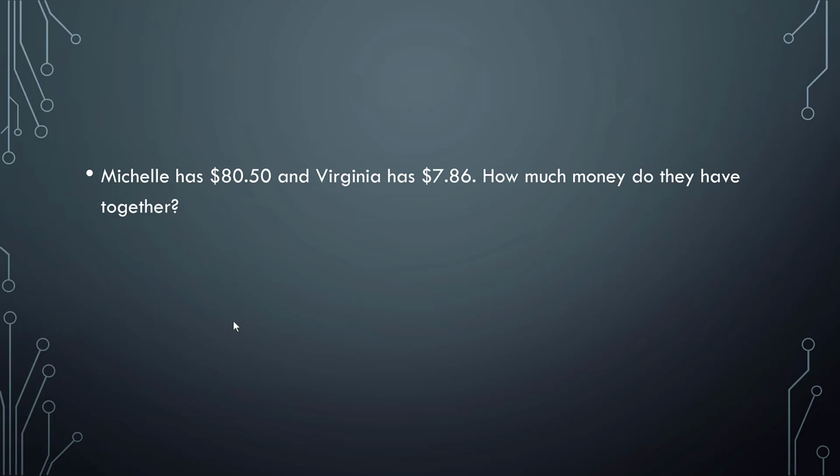Let's try this one. Michelle has $8.50 and Virginia has $7.86. How much money do they have together? Take a minute to figure it out. If you have the answer, you can post it below. Okay, what about this one here? Cheryl has $40.51. Bruce has $8.52. How much money do they have together?